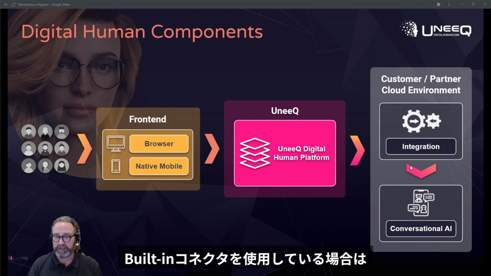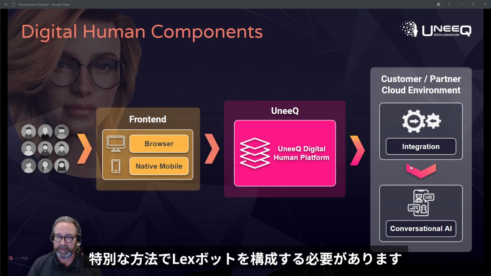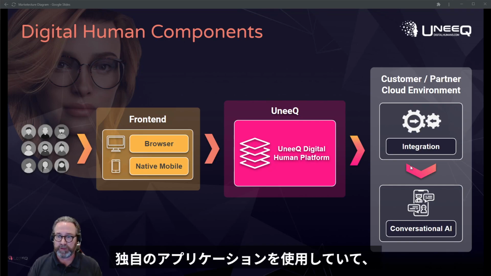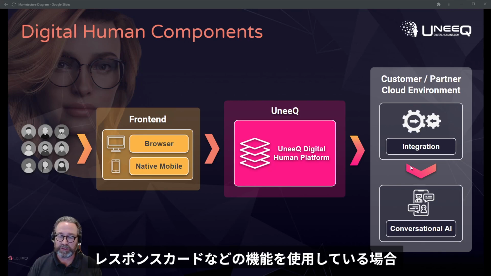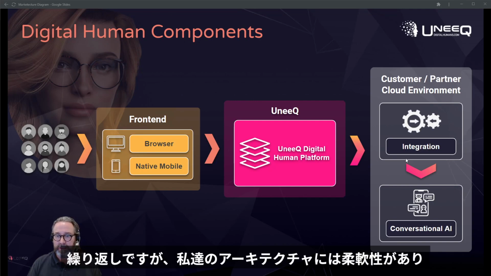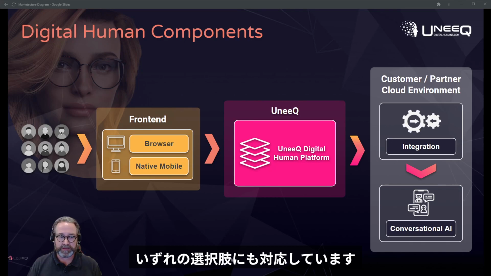If you're using the built-in connector, you need to configure your Lex bot in a particular way to get the best out of your digital human. But if you use your own application and your bot uses features like response cards, which aren't supported by the connector, then using your own application gives you back that control. Again, it's all about flexibility, and Unique's architecture gives you those choices.